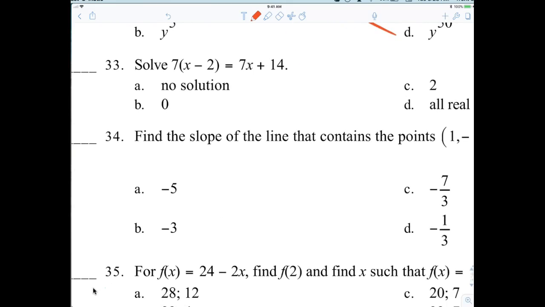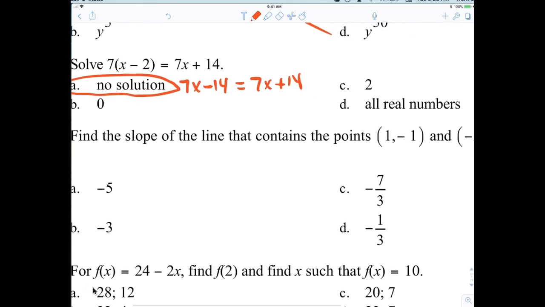Now, number 33, distributing: 7x minus 14 equals 7x plus 14. Is that possible? Is it possible for 7x minus 14 to equal 7x plus 14? Not possible. Does everybody agree? So it would be no solution. Just a quick little review. If it was 7x plus 14 equals 7x plus 14, then it would be what? All real numbers. Something else that's a really good review question. Anybody have any questions with that? Everybody good? It's all reals when it's an identity. That's what we used to call it, an identity.